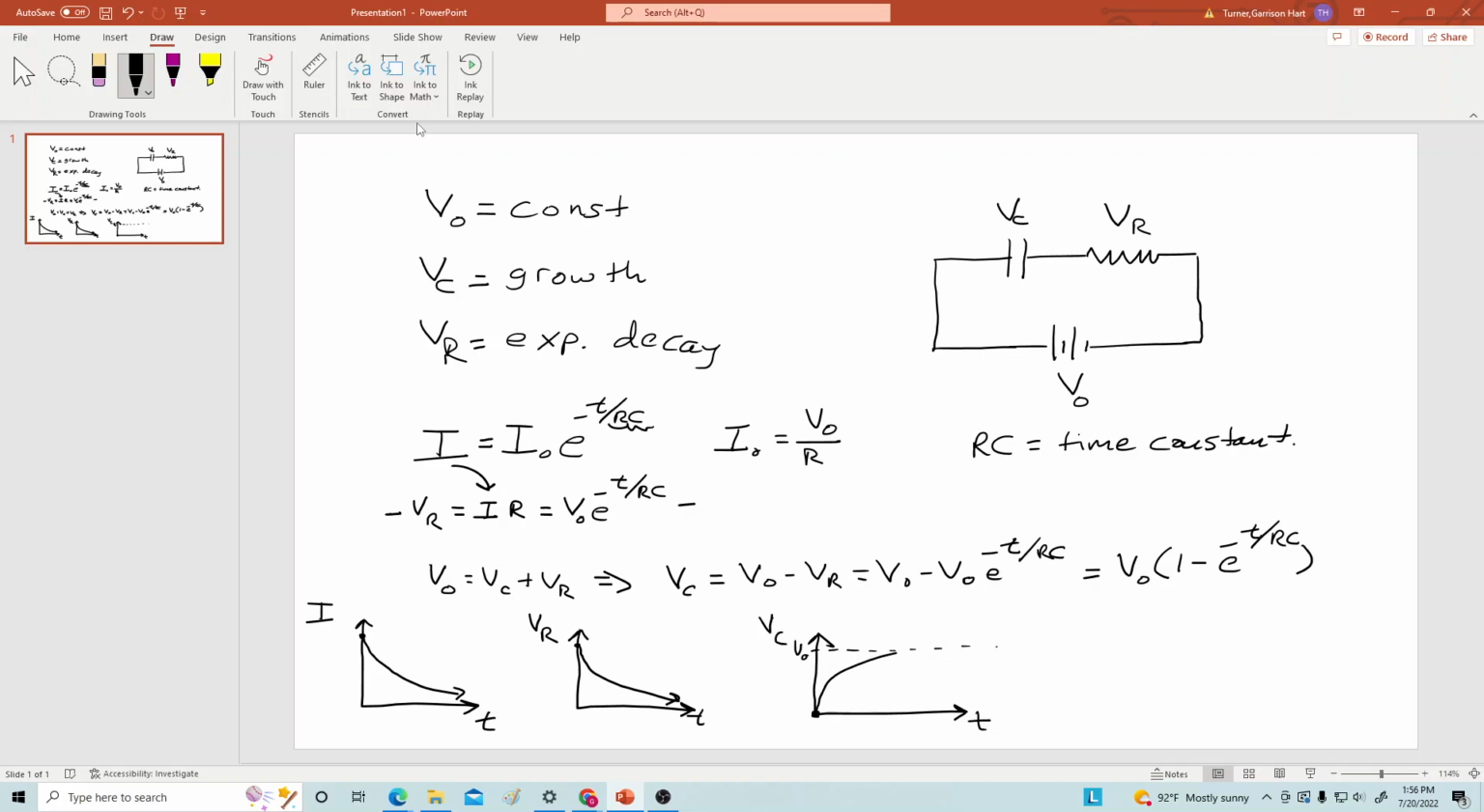So this curve looks like this. That's not a very good sketch. Let me draw that one more time. So it will asymptotically approach the value of the battery while the current and the resistance asymptotically approach 0. Okay, so that is where this equation comes from. That is where the equation for the voltage across the resistor comes from.